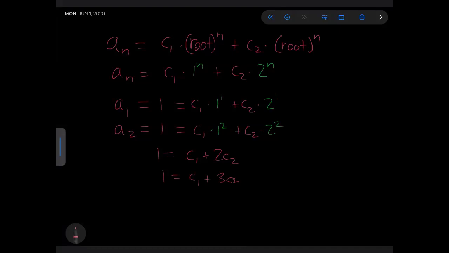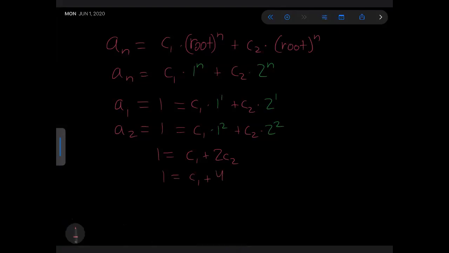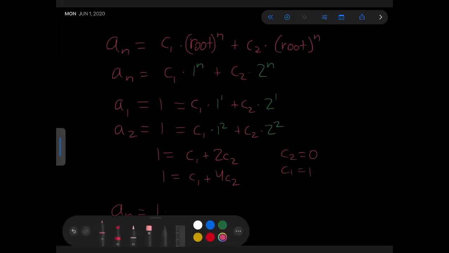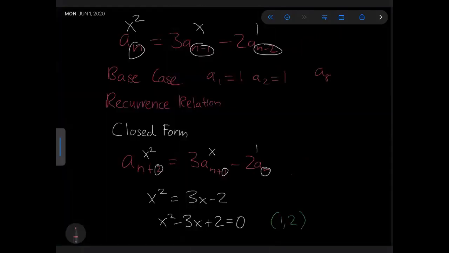Sorry, that's 4C2. If you solve this, you get C2 equals 0 and C1 equals 1. What does this mean? Our closed form is a_n equals 1 times 1 to the n plus 0 times 2 to the n, which simplifies to 1. So what this closed form says is all our terms in our sequence equal 1.